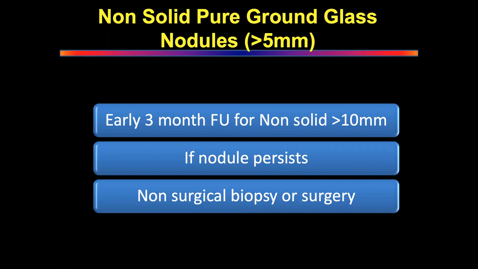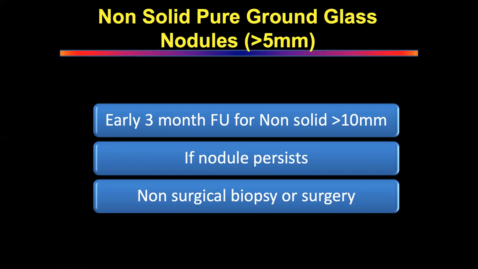Take your time afterwards and go through it. This is very important to understand. So GGOs have two components. One is less than 5, one is more than 5. More than 5, one CT scan every year for 3 years. If it increases in size or if it solidifies, resect it. Did it make sense?